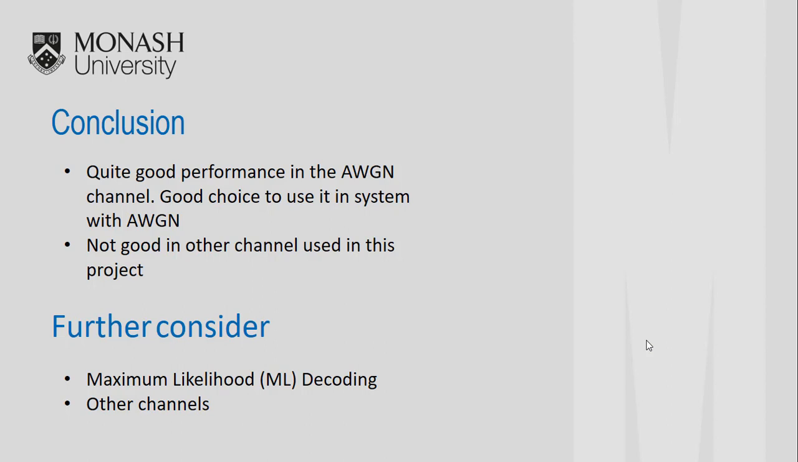In this project, I only use hard decision decoding in the MATLAB code, which is not a good choice. So for further consideration, maximum likelihood decoding can be used to test the error performance of the golden code. Also, only 3 types of channels are used to test the error performance in this project. Other types of channels can be used to test the error performance to find which is the most suitable channel for the system with the golden code.